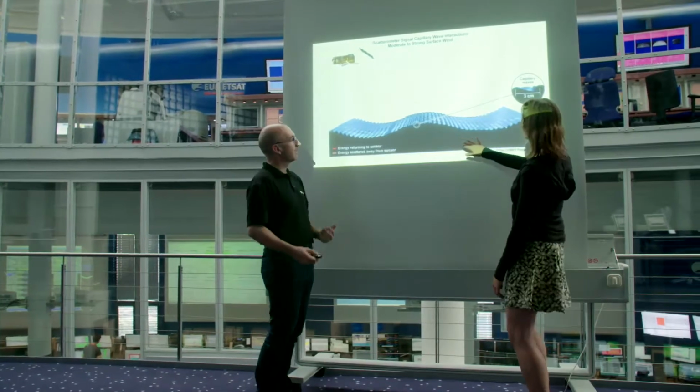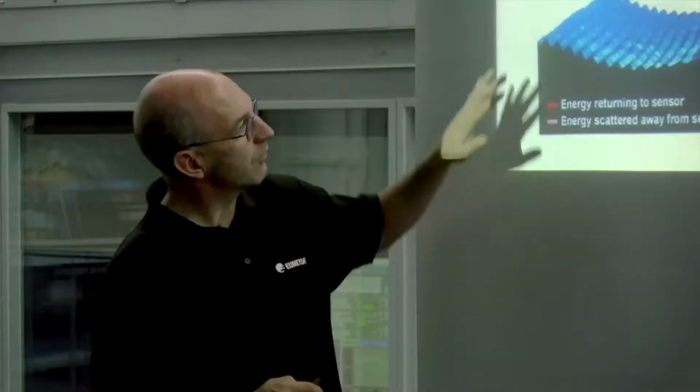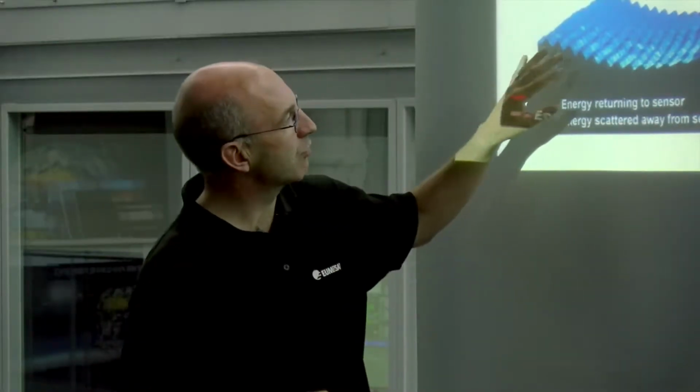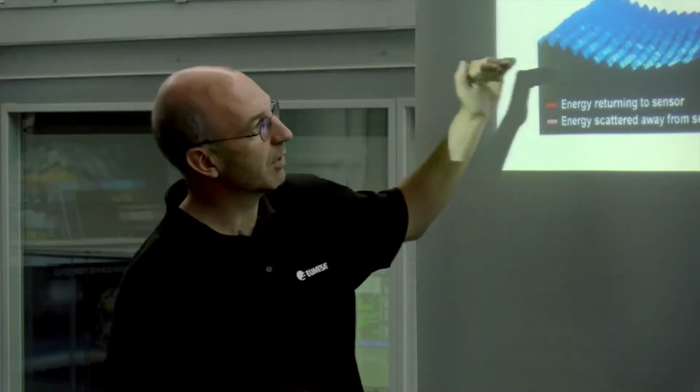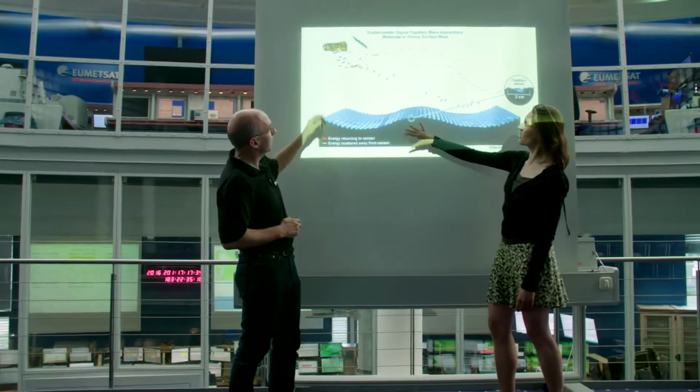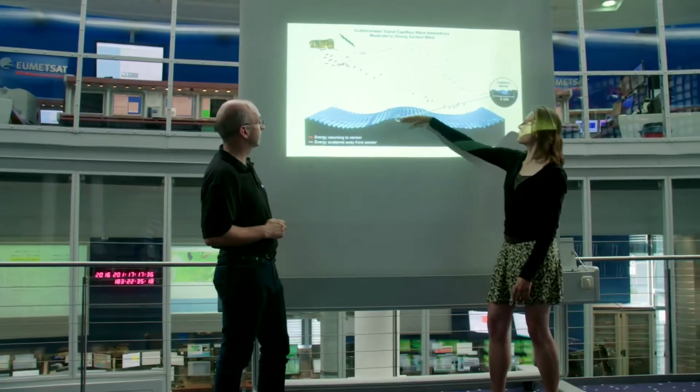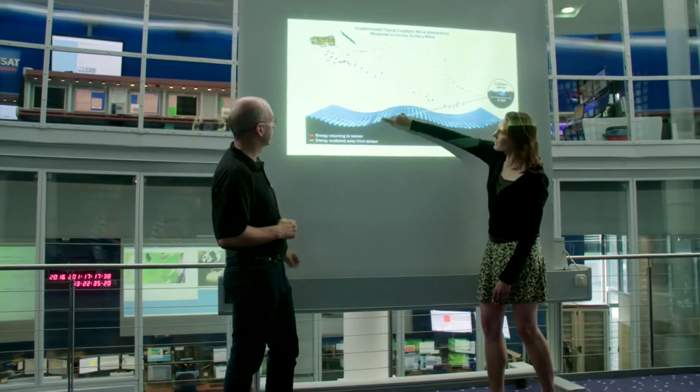So we've got a diagram of that here. So here's the sea surface. So you've got the big waves, and on top of the big waves, you've got these ripples, and these ripples are set up by the wind blowing across the sea surface. So there's actually two types of wave here. There's a great big long wave here, and then there's these little tiny ones on the surface.